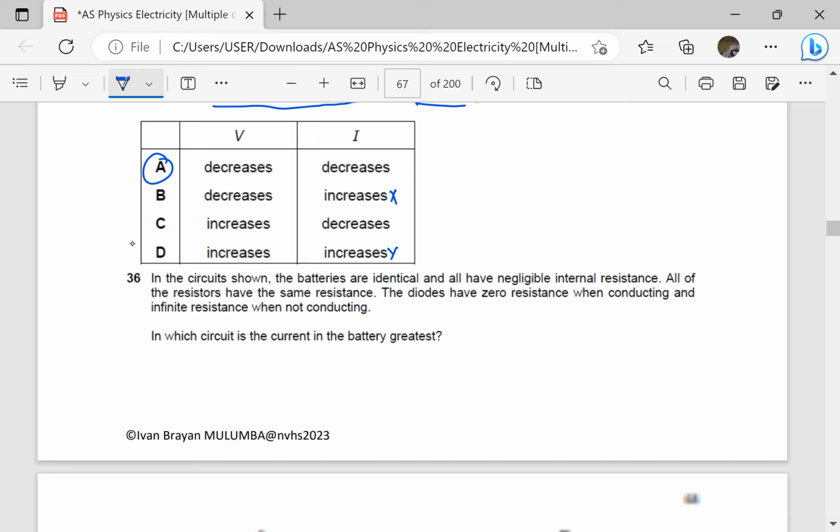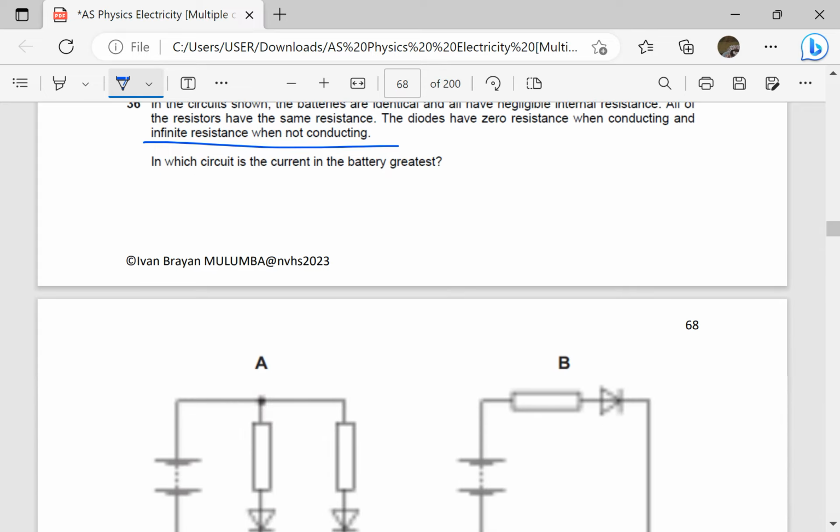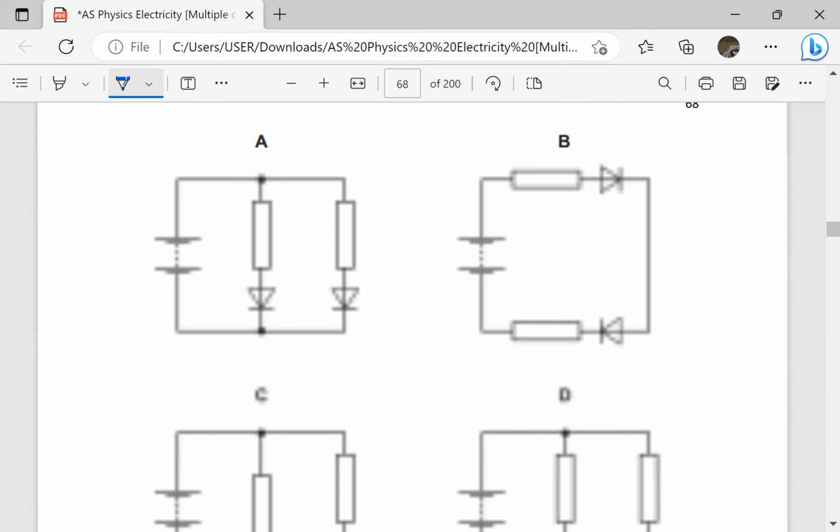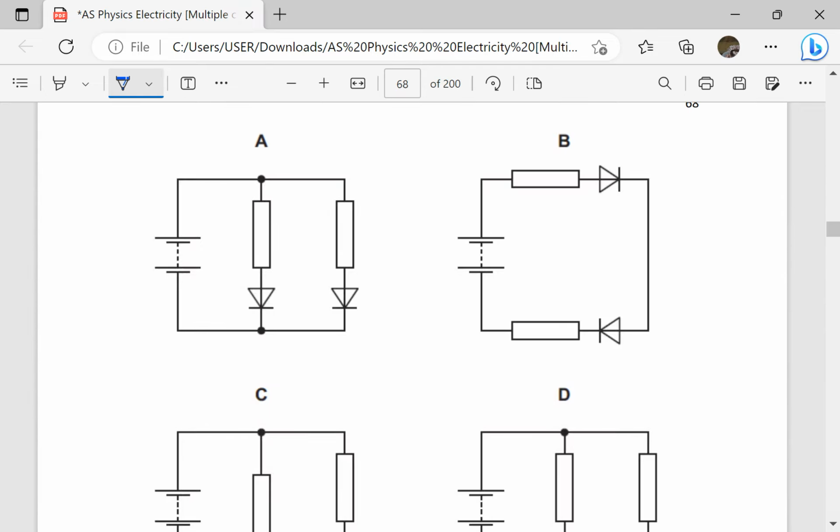In the circuit shown, the batteries are identical and all have negligible internal resistance. All of the resistors have the same resistance. The diodes have zero resistance when conducting and infinite resistance when not conducting. In which circuit is the current in the battery greatest? Okay, we want current to be greatest.